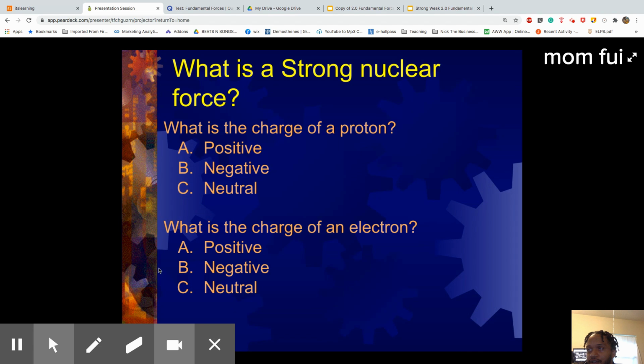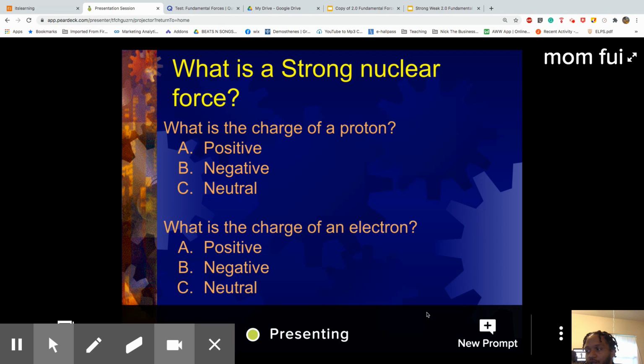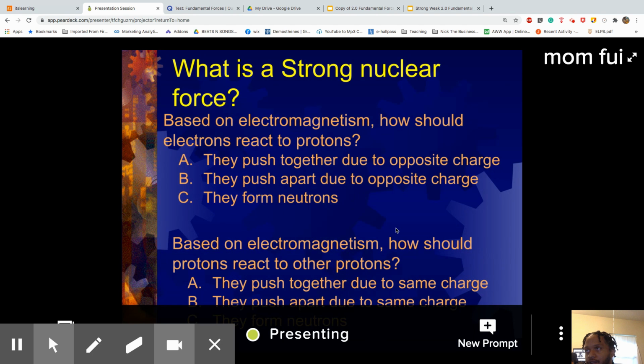What you're going to do on these, you're just going to tell me what is the charge of a proton and also what is the charge of an electron. You can see the section at the bottom, you will just insert your answer. Also on this one, based on electromagnetism, how should electrons react to protons? So remember, electrons are negative and protons are positive.